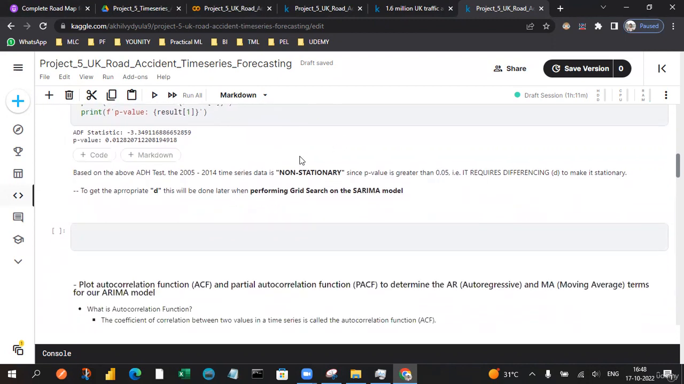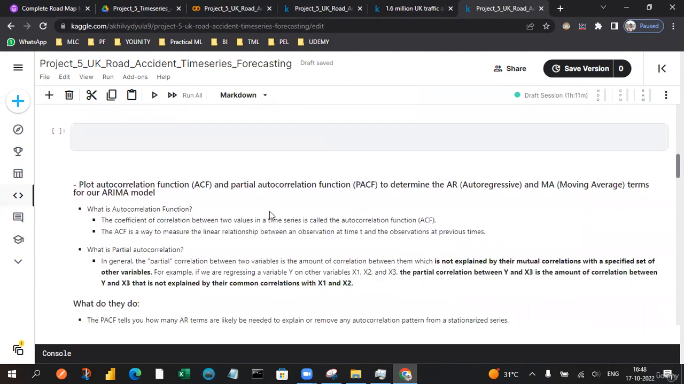So we're also going to get the d value. For that, we can use grid search or maybe random search for hyperparameter tuning of the SARIMA model. Just for understanding, we're going to use grid search. We can also plot the autocorrelation function and partial autocorrelation function to determine the autoregressive terms, and also the moving average.